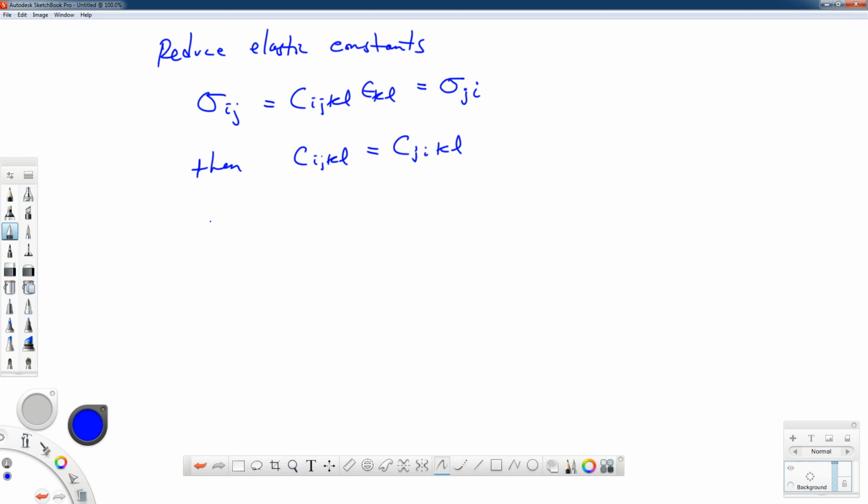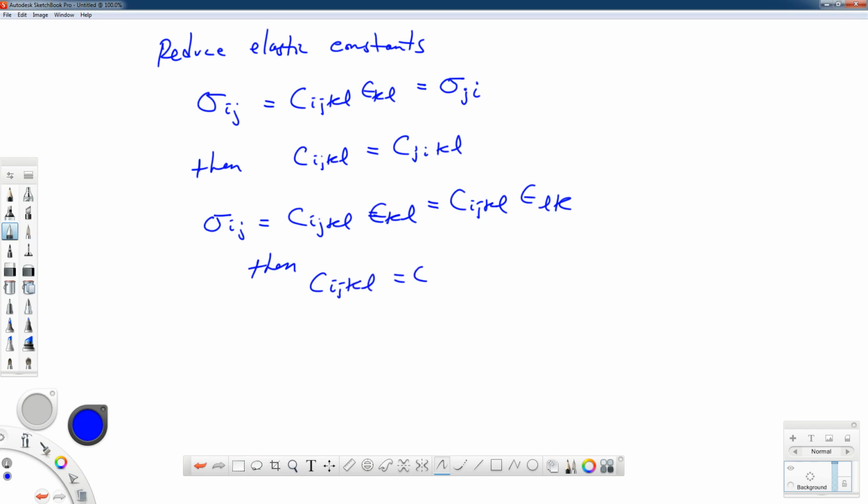Likewise, sigma ij is equal to CIJKL times epsilon KL, but that's also equal to CIJKL times epsilon LK. So then CIJKL is equal to CIJLK. Call that symmetry A, call this symmetry B.